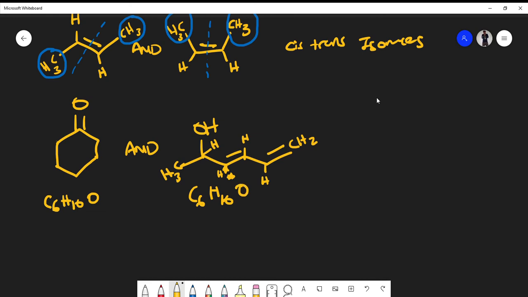So we have the same molecular formula. The atom connectivity is different, right? So the same molecular formula, but the atom connectivity is different. And so these are what we actually call constitutional isomers, right? Same molecular formula, the atom connectivity is quite different.